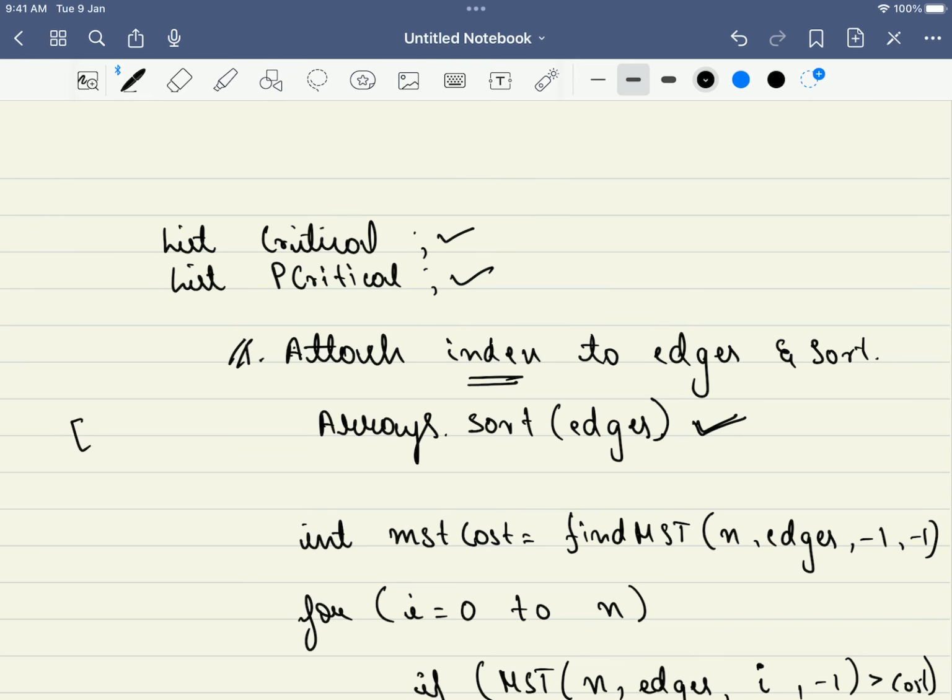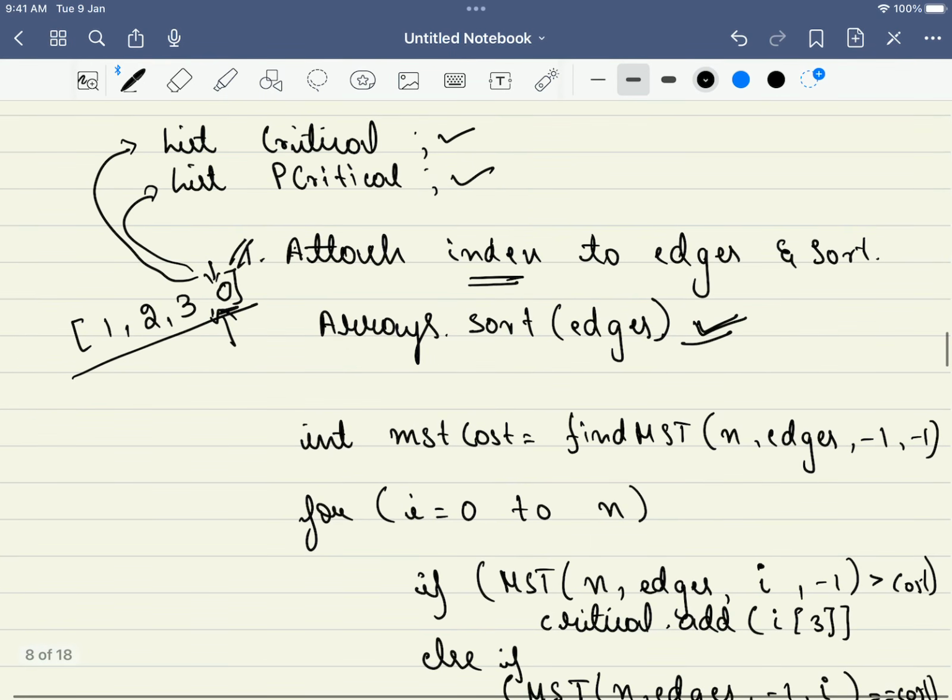Say for example, this is the given edge. But what is the index of this? If this is index 0, we will be attaching this. Why? Because we should not lose this value, and this is what should be added to both of the lists. So we will add this and we will be sorting the arrays in the first step.